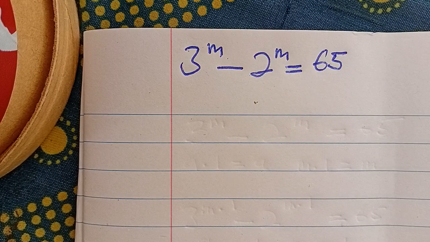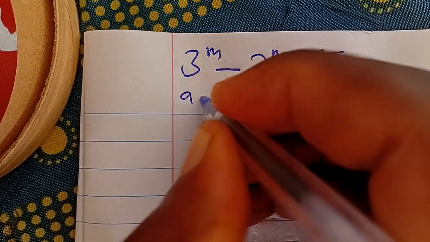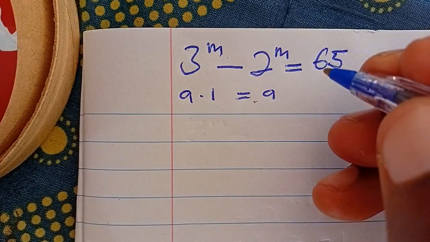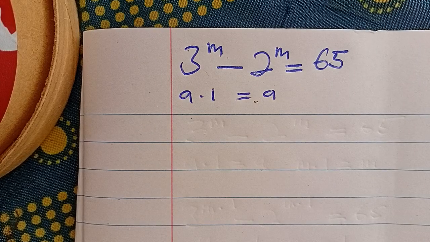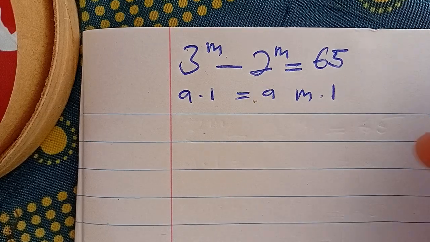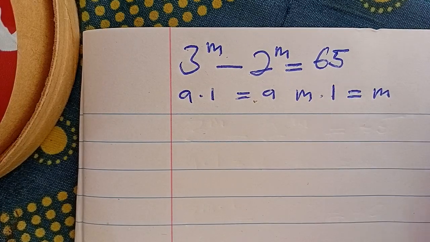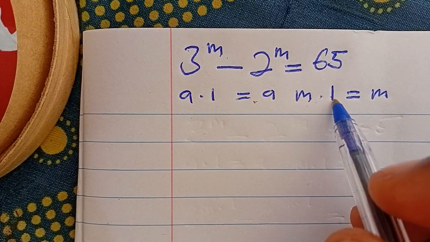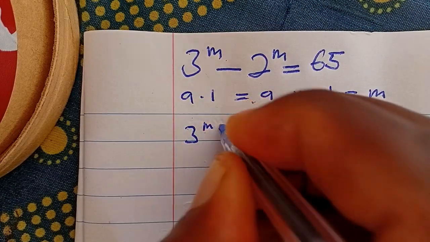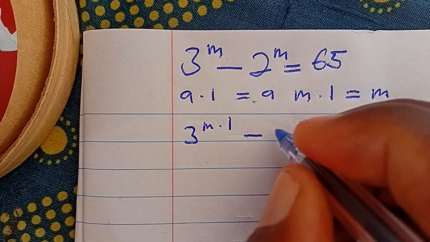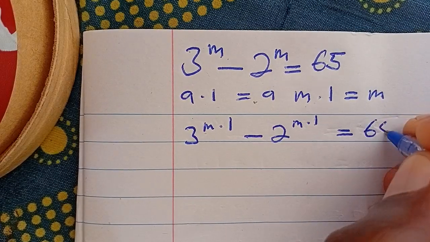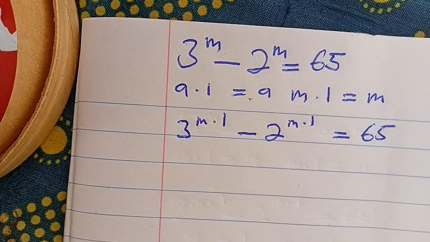Now we know that if you're having a by 1, a multiplied by 1 gives you a. Any number multiplied by 1 gives you the number itself. So if you're having m by 1, you get m. So you can write m times 1 in place of m. So the equation becomes 3 exponent m times 1 minus 2 exponent m times 1 is equal to 65. So this is what we have.